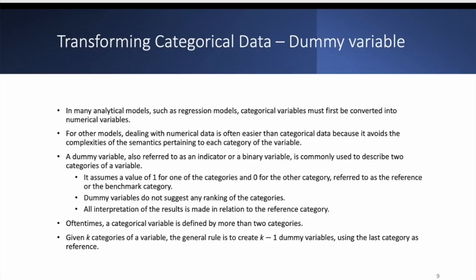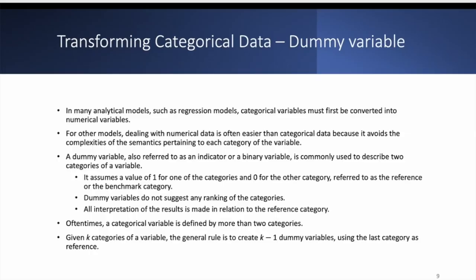In many models, especially in regression models, categorical variables must first be converted into numerical variables. We can't use categorical variables in our regression model, so we have to change the categorical variables into numerical numbers. And for other models, dealing with numerical data is easier than categorical data because it avoids complexities. So the dummy variable, what is the dummy variable?